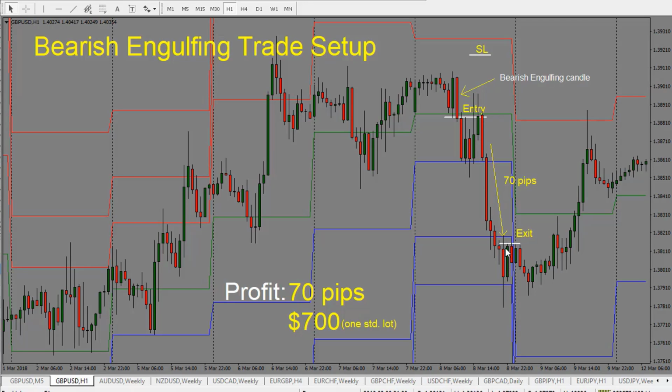Once we get a bullish engulfing candlestick or some sort of a reversal pattern in the opposite direction, this generally means that price may start to reverse now. So it's a good time to exit the trade. From entry to exit here, we get 70 pips in the trade. So our profit is 70 pips or $700 if trading one standard lot.